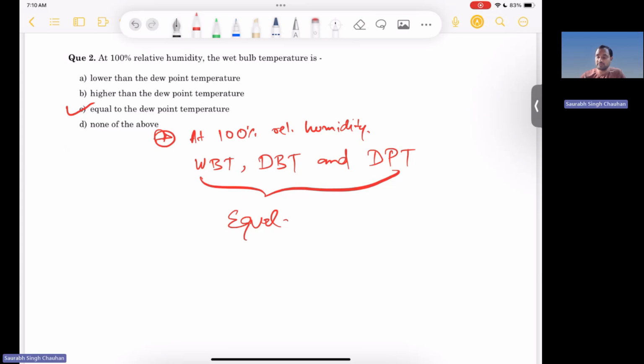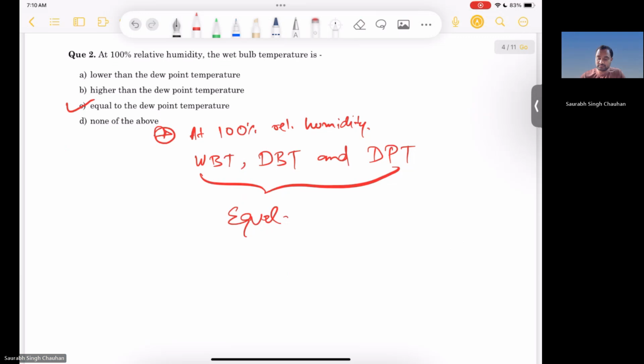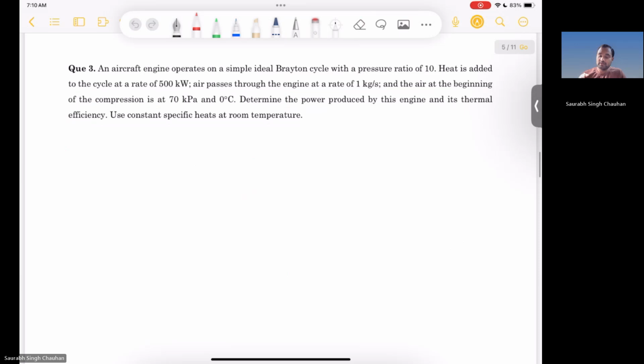Okay, I hope there is no difficulty and we can move ahead. We will move to question number 3. Here is question number 3. Let us read this question. This is a numerical question.